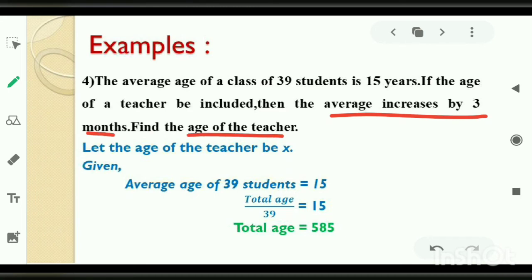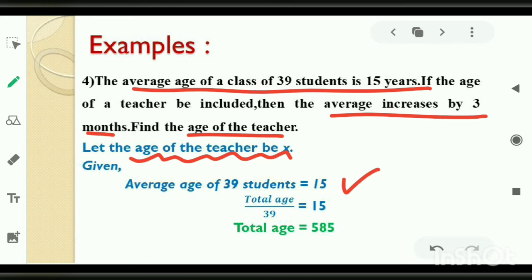Now, we have to write the formula for average and substitute the known values. Before that, let's assume the age of the teacher as x, because that is the value we are about to find in this question, right? Good. Let's substitute in the formula. The average age of 39 students is equal to 15, which is the total age of the 39 students divided by 39, equal to 15, from which we can find the total age of the 39 students.